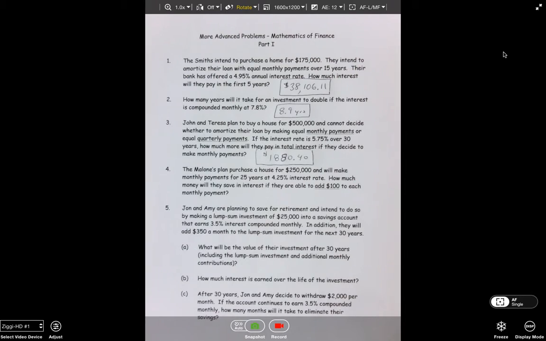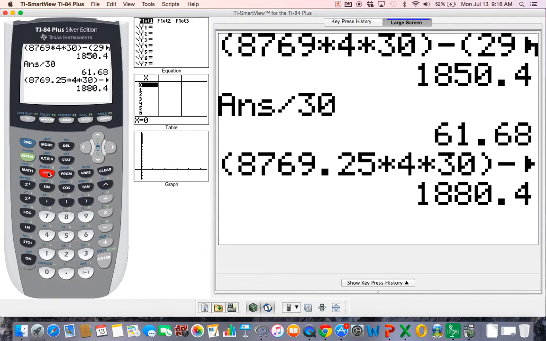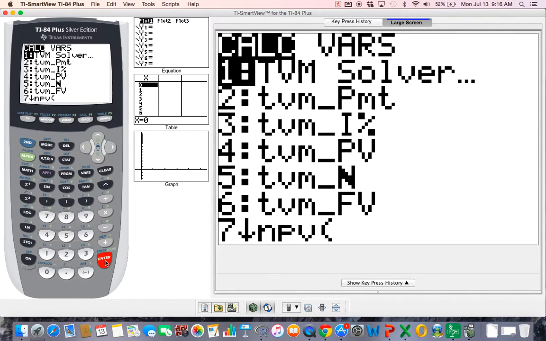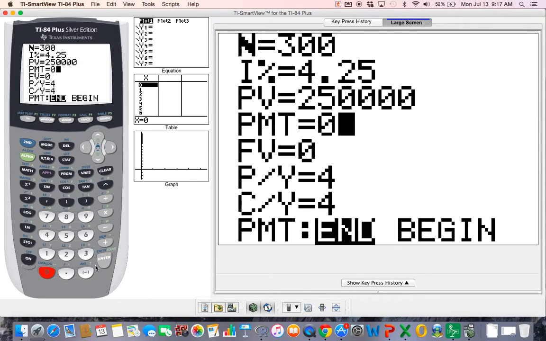All right, first thing, we need to get into our calculator and put the information in. So the Malones are doing a $250,000 house, 25 years. Let's do 25 times 12. The interest rate is 4.25, so that's reasonable. They're buying a $250,000 house. Payment, I'll put as 0. We'll come back and get it.